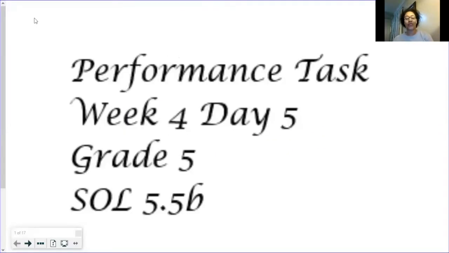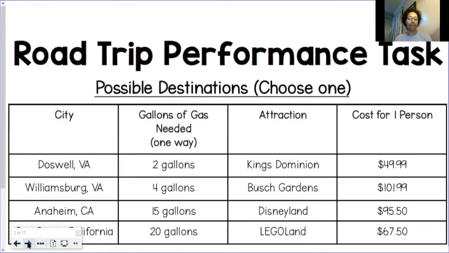We have been working on 5.5b, problem solving with decimals in addition, subtraction, multiplication, and division problems. Now let's get started with our performance task. We'll be taking a road trip.